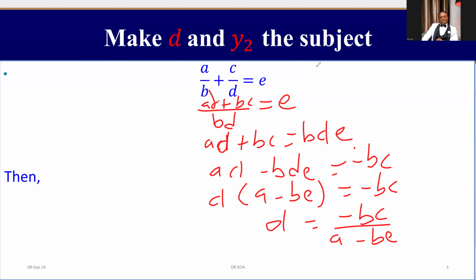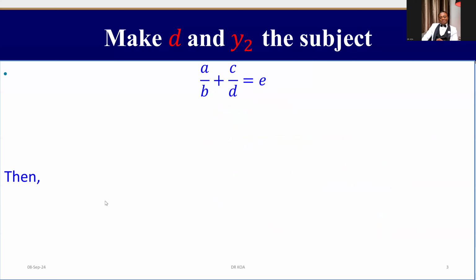But note that if you multiply through by negative one on the right-hand side, this is the same as BC over BE minus A. That's another way of writing it when you apply negative to both of them. So either way, that is your answer then. That should give you this answer, which is BC over BE minus A.